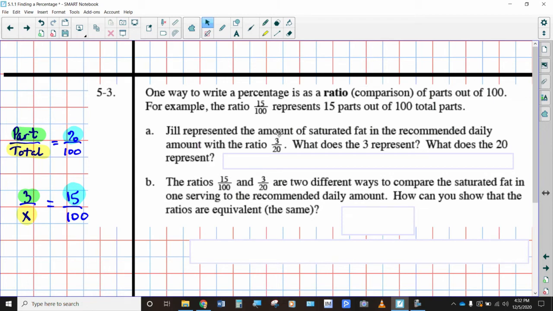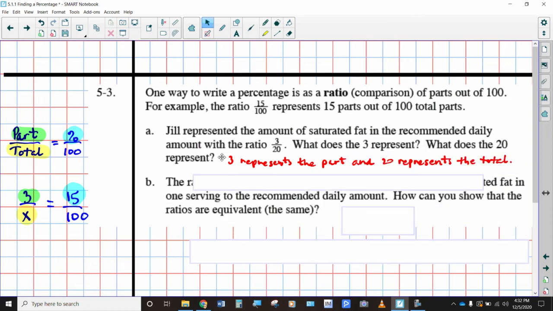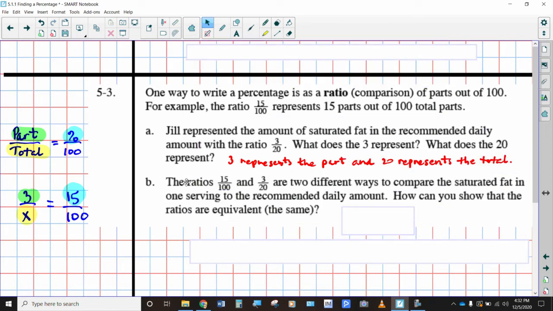So Jill represented the amount of saturated fat in the recommended daily amount with the ratio of 3 over 20. What does the 3 represent? Well, the 3 represents the part, right? And what does the 20 represent? The 20 represents, in this case, the total. The ratios 15 over 100 and 3 over 20 are different ways to compare the saturated fat in one serving to the recommended daily amount.